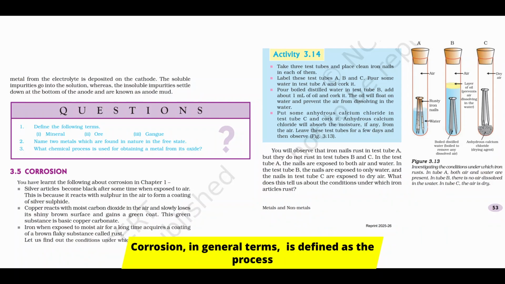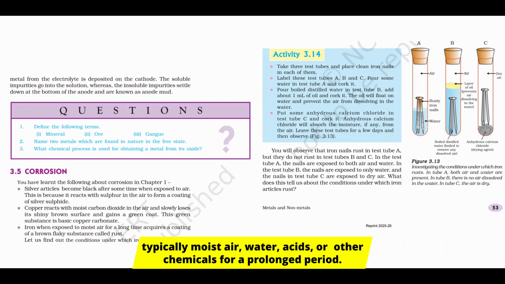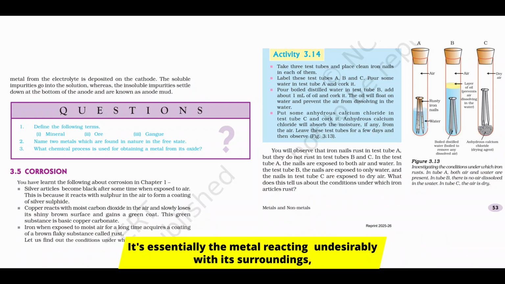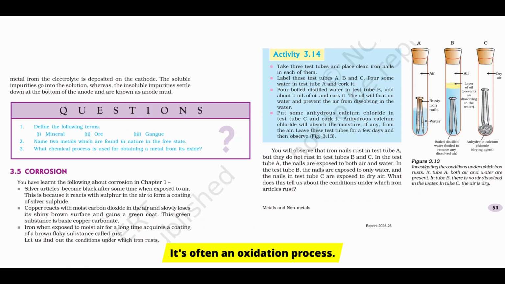Corrosion, in general terms, is defined as the process where the surface of some metals is slowly eaten away or degraded when exposed to certain environmental factors, typically moist air, water, acids, or other chemicals for a prolonged period. It's essentially the metal reacting undesirably with its surroundings, losing its strength, appearance, and other desired properties. It's often an oxidation process.